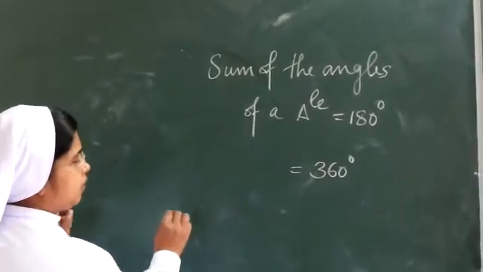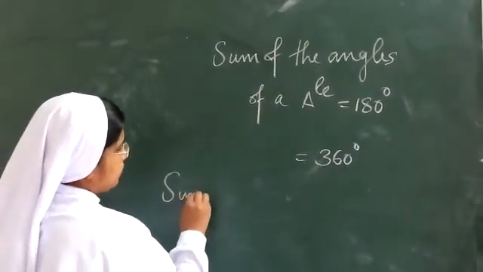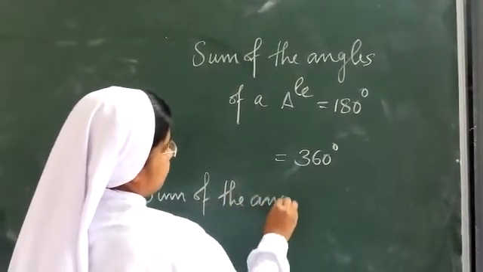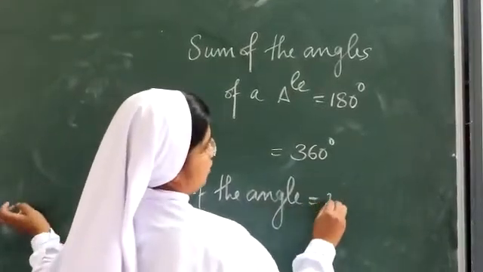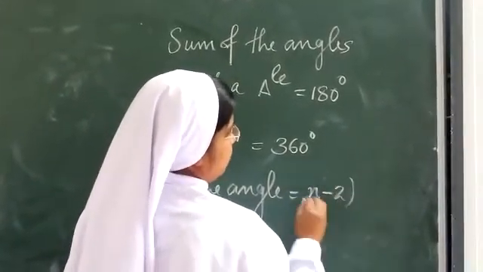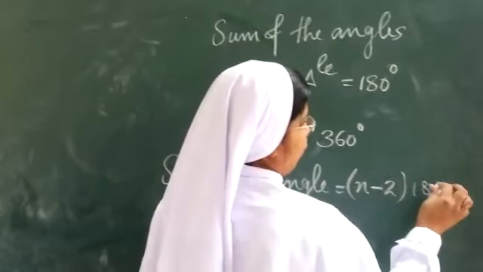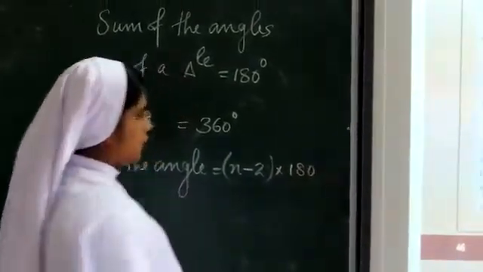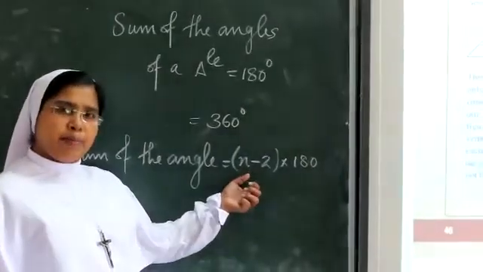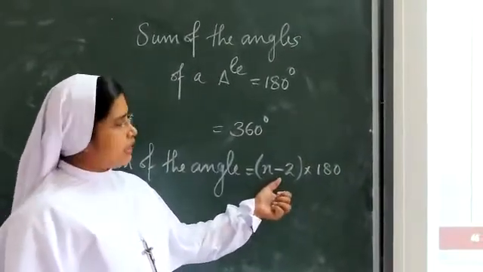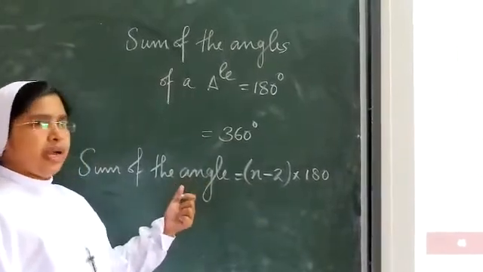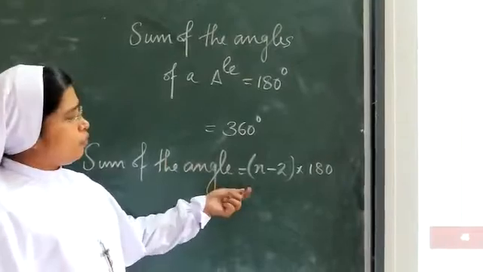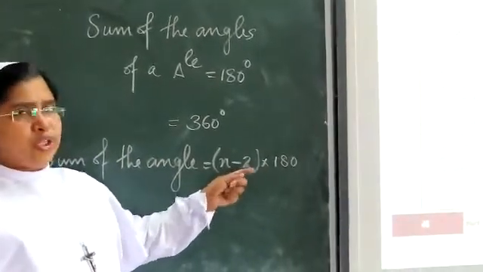Okay, now the sum of the angles. The formula is: sum of the angles is equal to (n minus 2) into 180. Okay, n is the number of sides. n is the number of sides. For the sum of the angles of a hexagon or a pentagon or a triangle, the formula is (n minus 2) into 180.